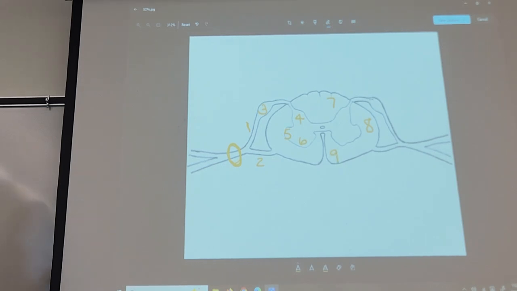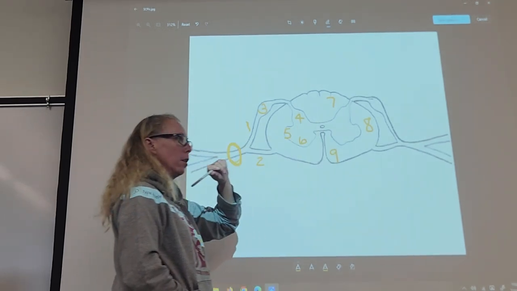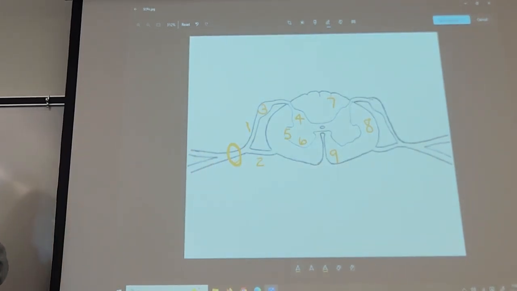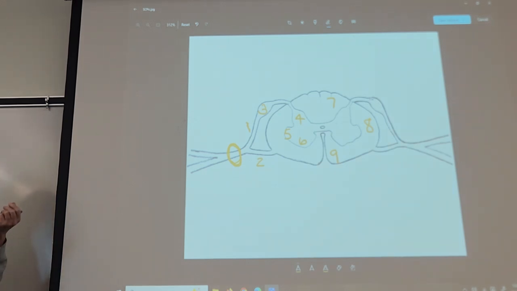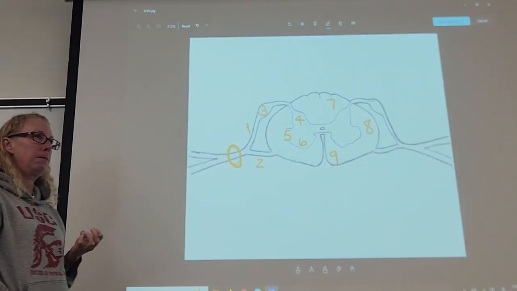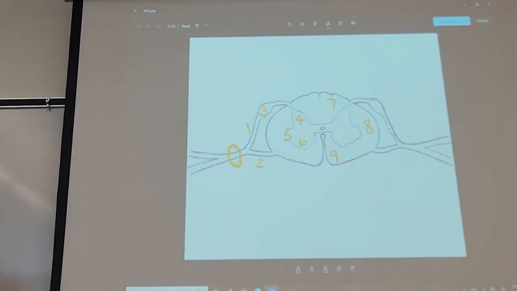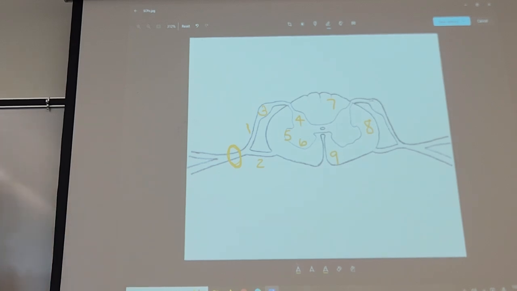All right, what's 7? Posterior column or funiculus. Okay, 8. Lateral column or funiculus, and 9. Anterior or ventral column or funiculus. And is this gray matter or white matter? White matter. And what do we find in white matter? Myelin, which is what makes it white. And myelin wraps itself around what? Axons, right? Good.